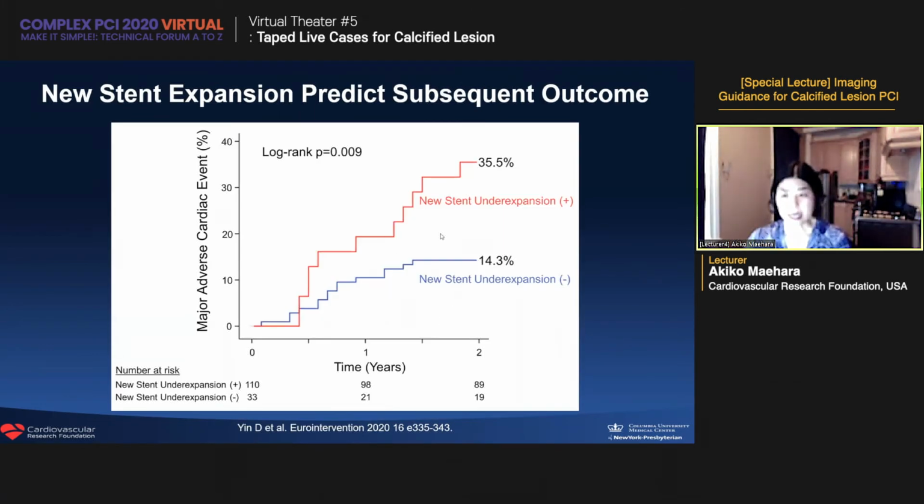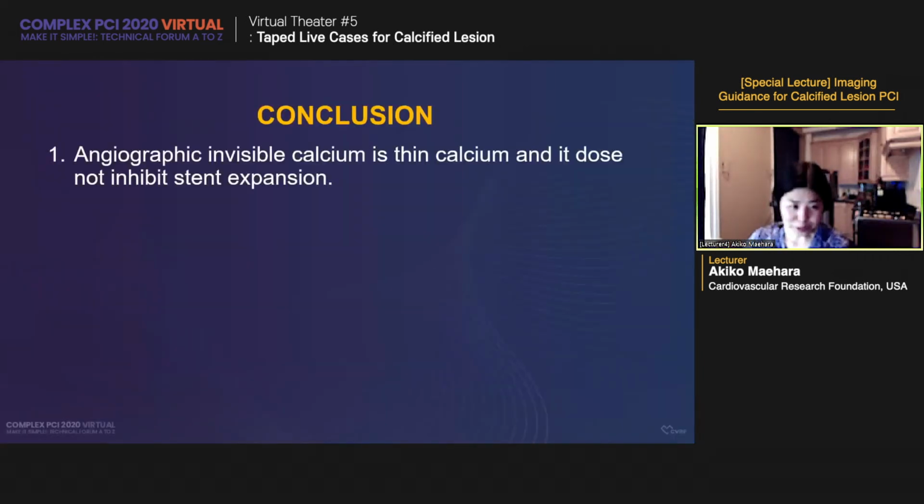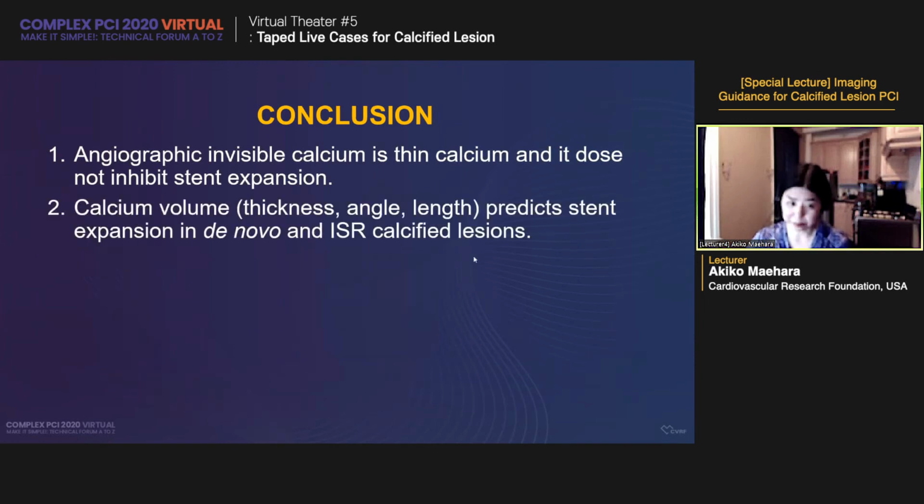So finally, based on this under-expansion, if we follow up the patient, if we have poor neo-stent expansion, they have poor outcome. To conclude, angiographically invisible calcium is most likely thin calcium and it does not inhibit stent expansion. However, you need to be cautious if your angiography is not very good quality, as that cannot be reliable.